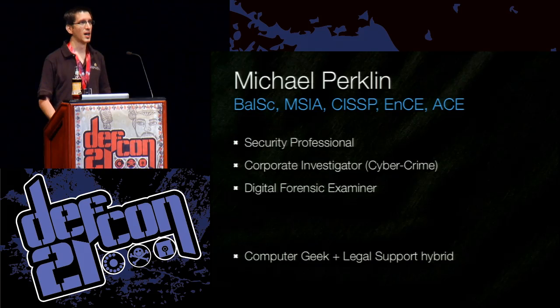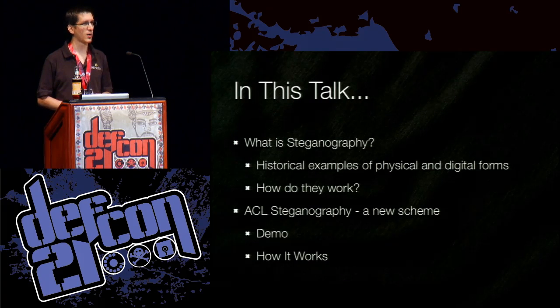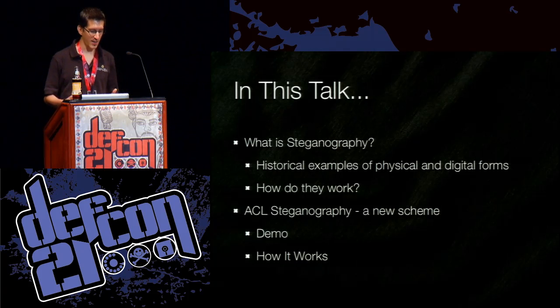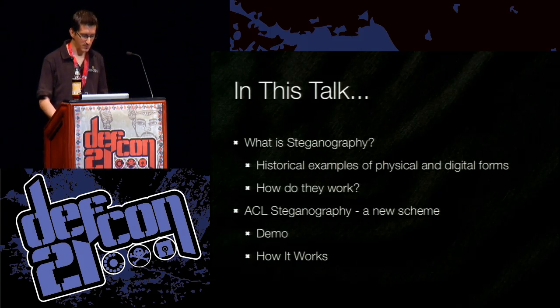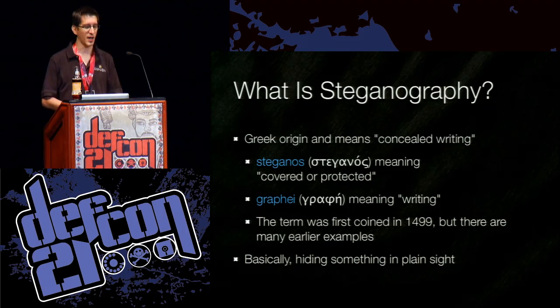In this talk, I'll be talking about what steganography is, and I'll go over some classical examples, not digital examples, on how steganography was used before computers even existed. Then we'll go through some digital examples to see how they work under the hood. And finally, I'll talk about ACL steganography, which is a new scheme that I came up with. That'll take up the bulk of the presentation. So let's get started. What is steganography?